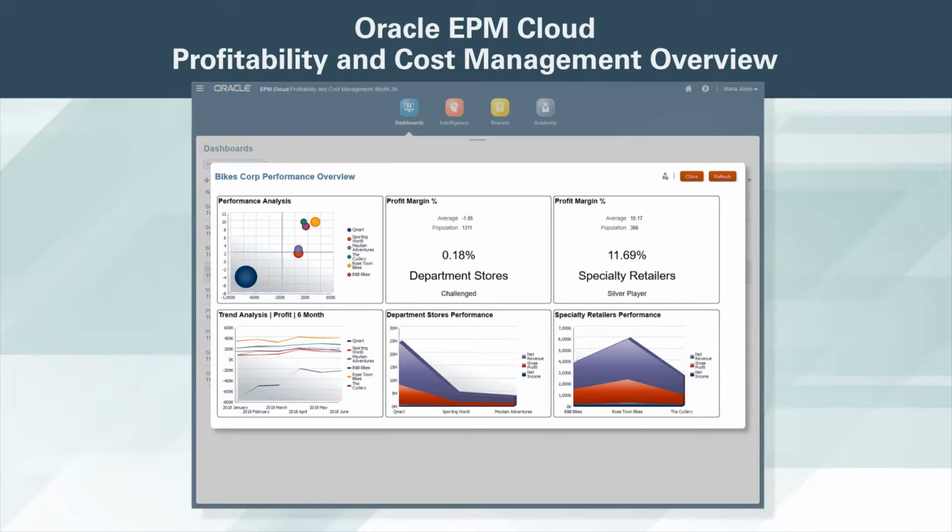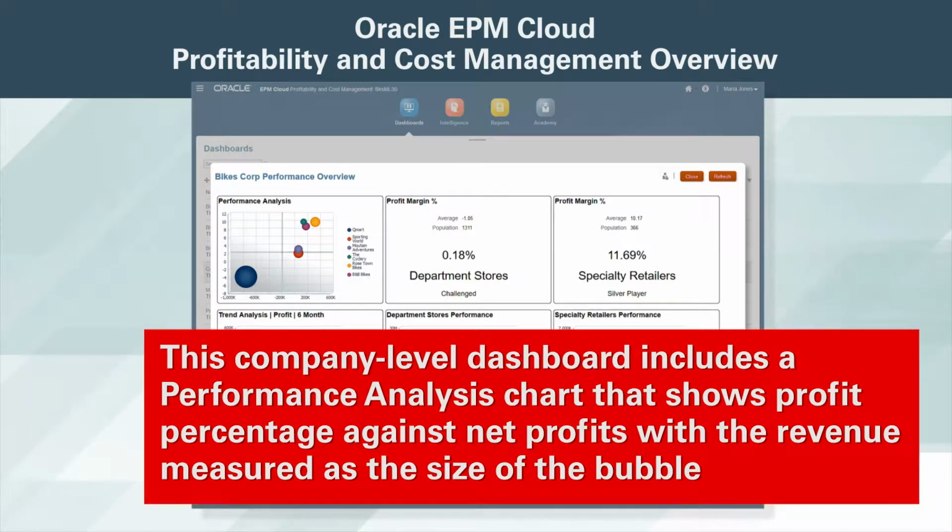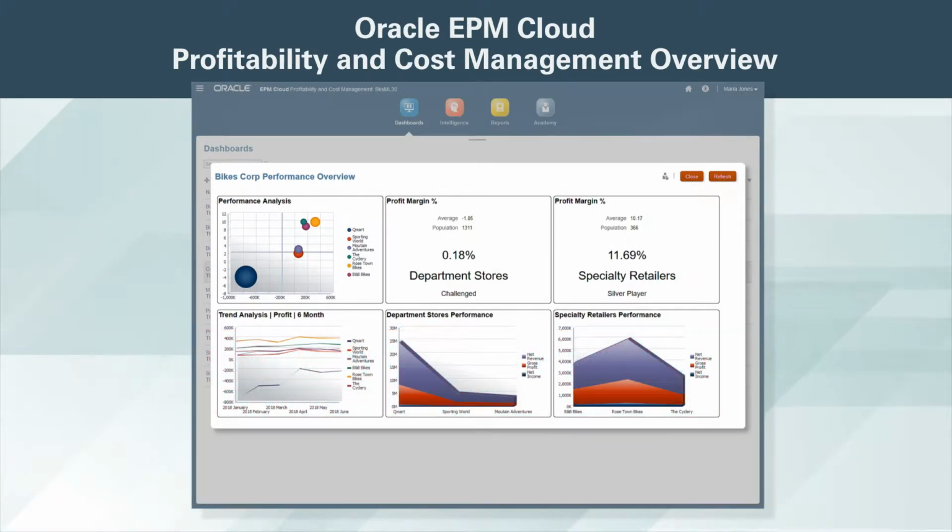I can also review dashboards to better understand our business. This company-level dashboard includes a performance analyst chart that shows profit percentage against net profits, with the revenue measured as the size of the bubble. Here we can see that Qmart, the blue bubble, has the highest revenue but the lowest profitability position, which tells me that we need to take better advantage of the earned revenue.